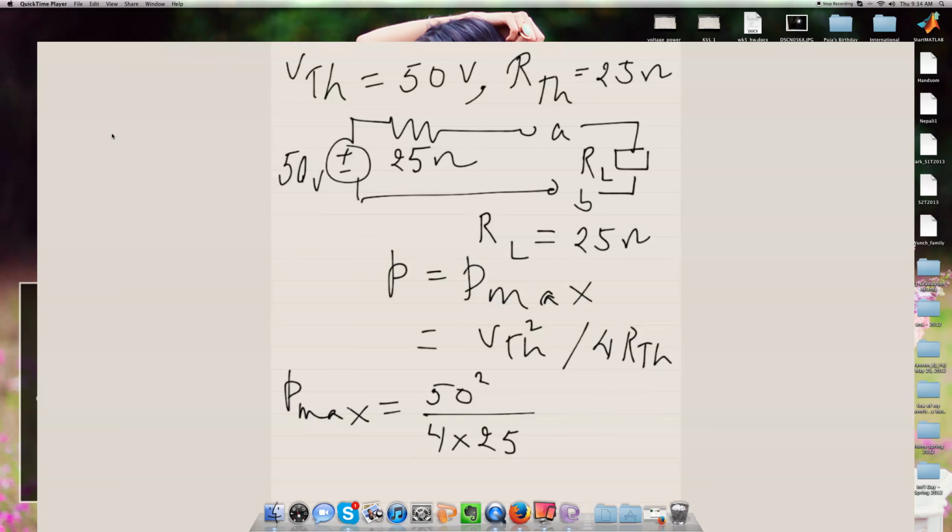Okay, this is square here. So 4 times 25 is what now? It's 100. So 50 squared is 50 times 50, so all that remains is 25 watt. Therefore, Pmax, the max power our circuit can deliver, is 25 watt. So there you go. This is the end result.